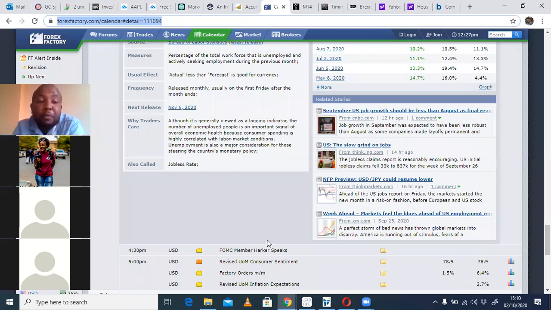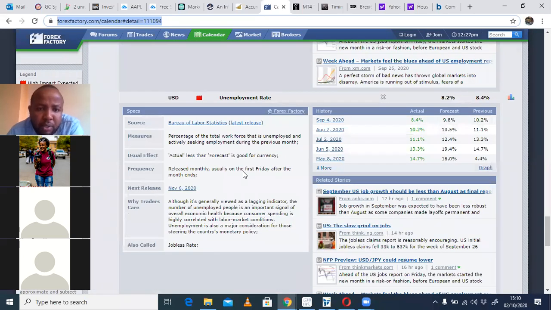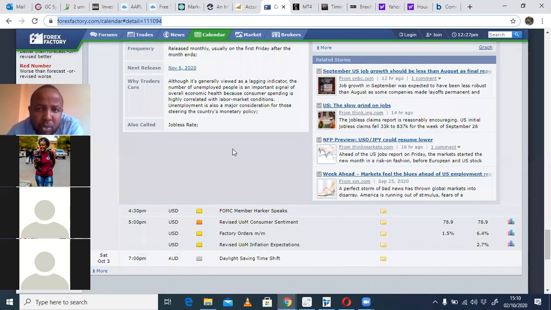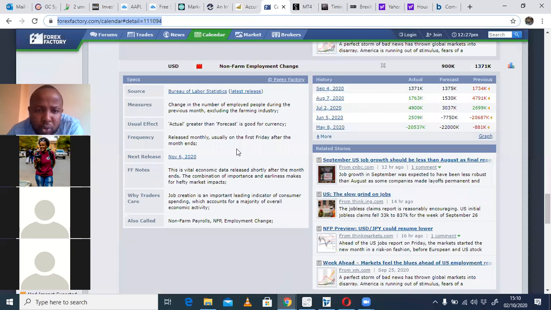It's one of the most interesting and very volatile events, because basically we are looking at how many people were employed in the previous month and how many people are unemployed. So basically NFP is non-farm payroll. This is a site I usually use for checking these fundamentals. So, non-farm employment change. You can see the data here.